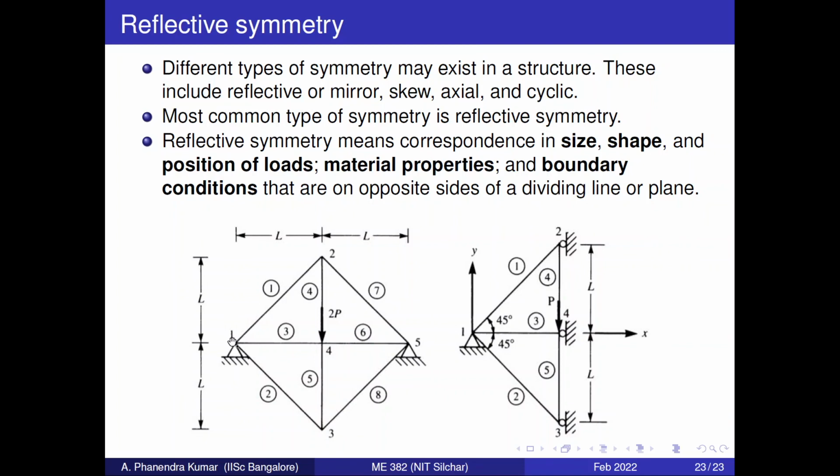Whatever displacements we obtain at node 1 will be equal to the displacements or the reaction forces we will obtain at node 5. This is how the reflective symmetry technique can be used, and please remember the boundary conditions, how we need to change at the nodes. So this concludes the part on plane trusses using finite element formulation.